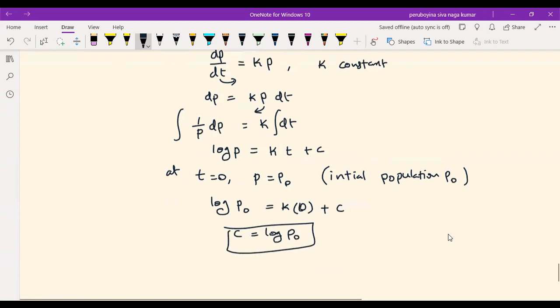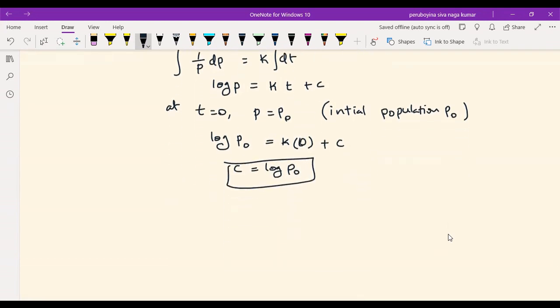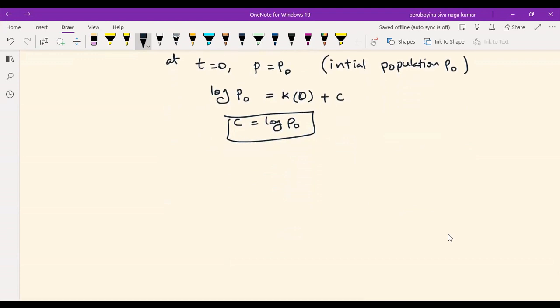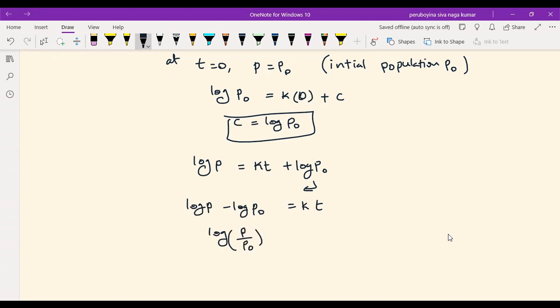So after getting this constant value, we will substitute this value in the equation. So log p is equal to kt plus log p naught. Okay. Now we will move this log p naught to the left side. Log p minus log p naught is equal to k into t. So log m minus log n is log of m by n. Log of p by p naught is equal to k into t.